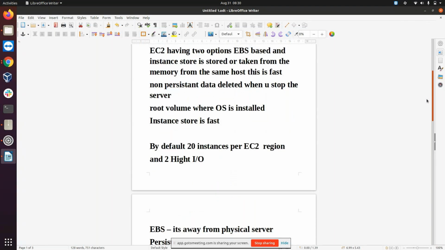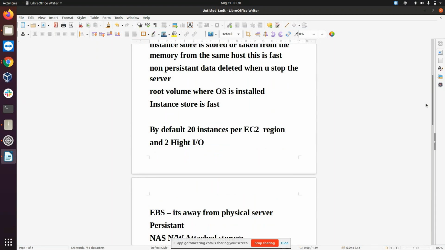By default, one can create 20 instances per EC2 region. I mean 20 servers you can create in one region. I told you there are 12 to 15 regions available across the globe. If we choose the Mumbai region in India, one account can create 20 instances, 20 virtual machines per EC2 region, and two high input/output based instances also. You can consider 22 instances in total per region that I'm talking about.